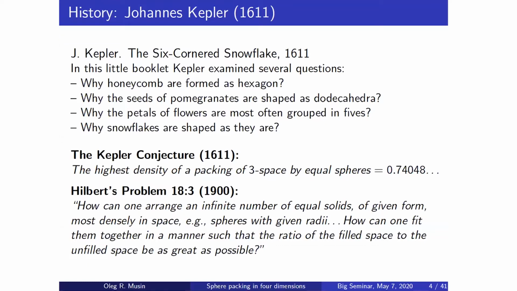By the way, the form of a snowflake is not so simple, and a snowflake is usually six-cornered at very low temperatures, like minus 15, 18, something like that. That means that at that time in Europe it was very cold weather, not like now. Okay, and this became the Kepler conjecture: the density in three-dimensional space is pi over square root of 18.